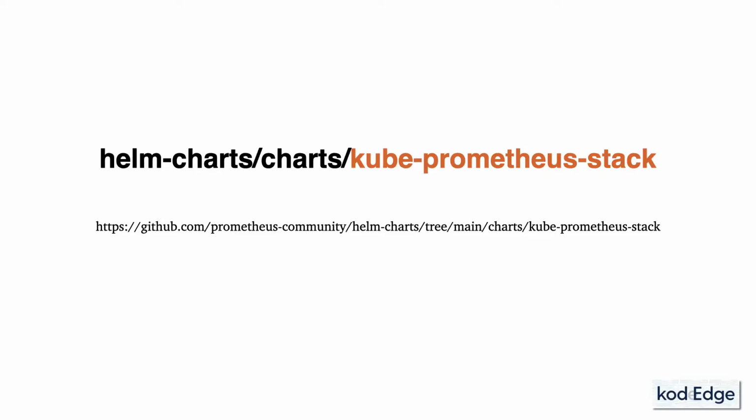So here we are going to use a Helm chart for deploying Prometheus and Grafana, and the Helm chart name is Kube Prometheus Stack.